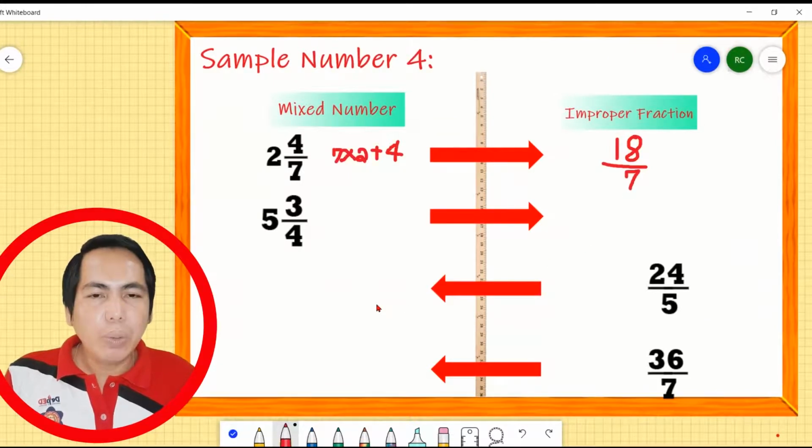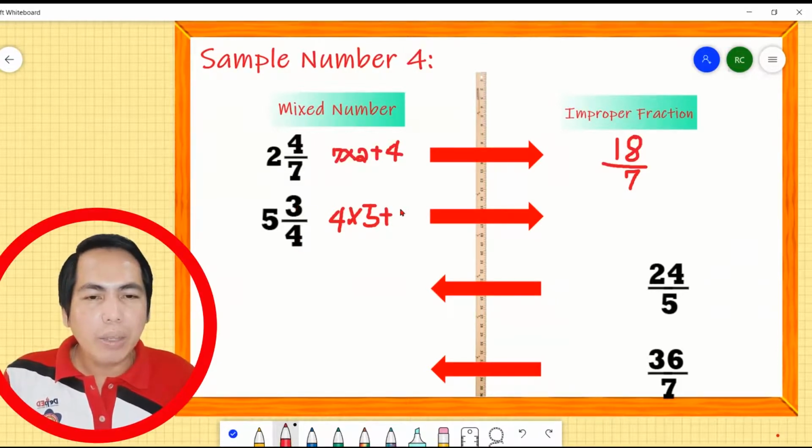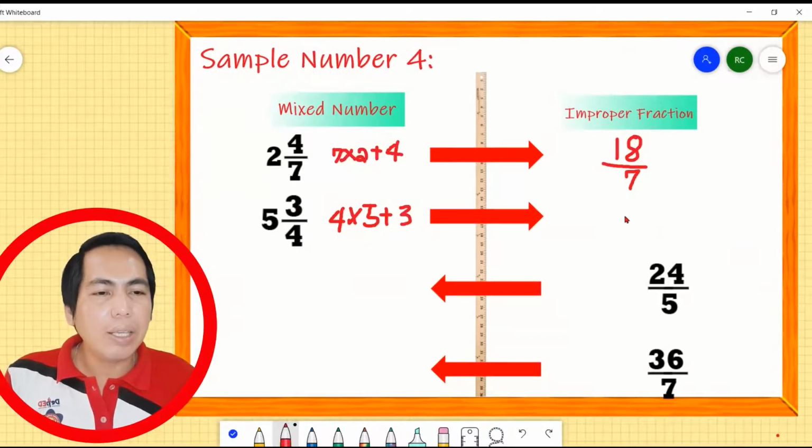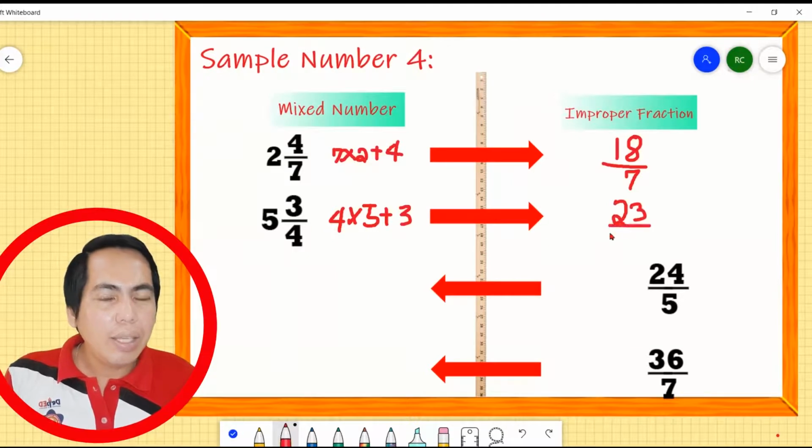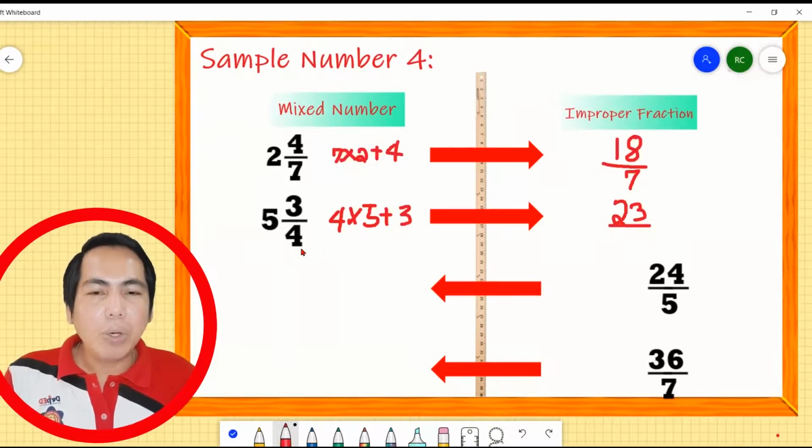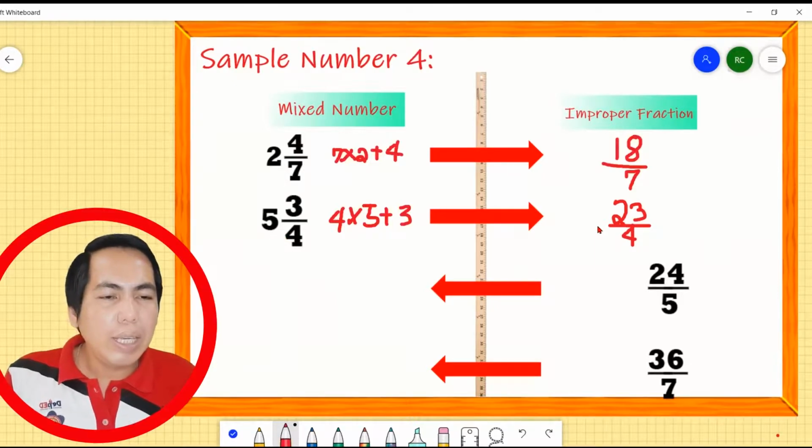Now, for number 2, 5 and 3/4. Again, we have to multiply the denominator 4 to the whole number, which is 5. And then whatever is the product, we have to add that to our numerator, which is 3. So 4 times 5 is 20 plus 3 is 23. And then just simply copy the denominator of the fractional part of the given mixed number, which is 4. So our improper fraction for the given mixed number is 23/4.